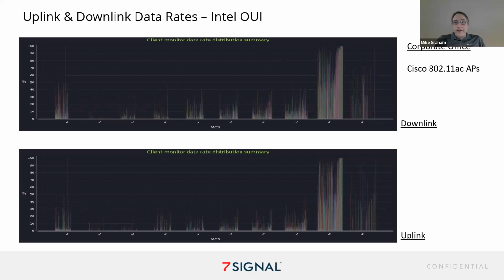And we do see a lot more 9s on this. A lot of these are 3-stream adapters, and I didn't actually realize Intel sold a lot, but we do see a lot of these. And then we also see, especially on the downlink side, we're falling all the way back to MCS 0 on these.